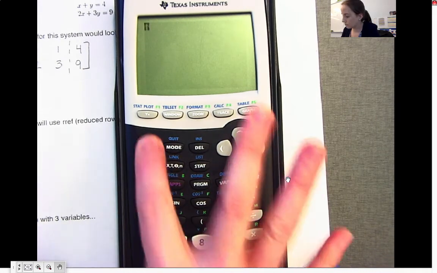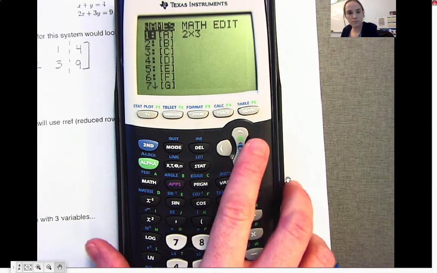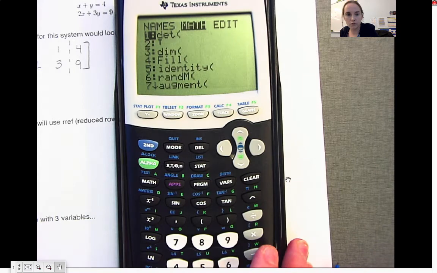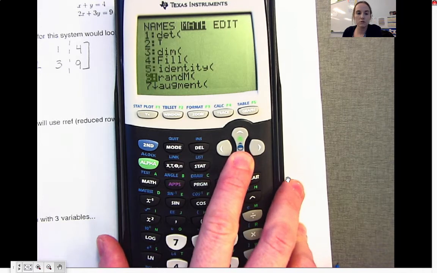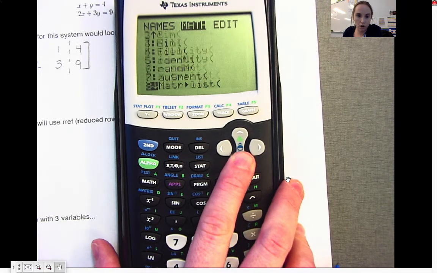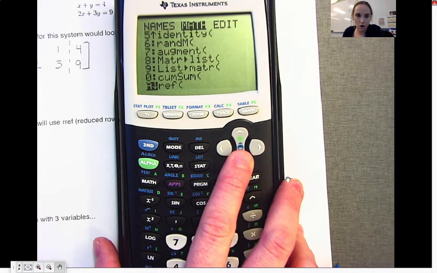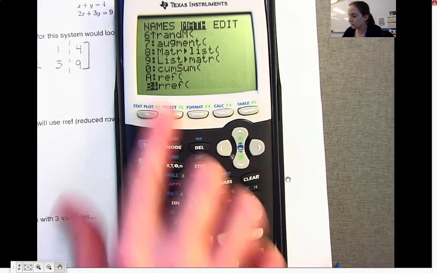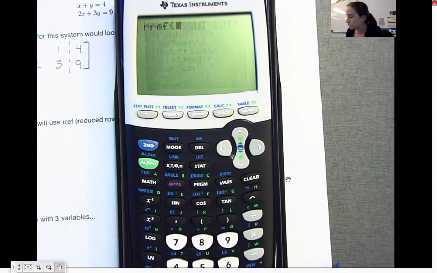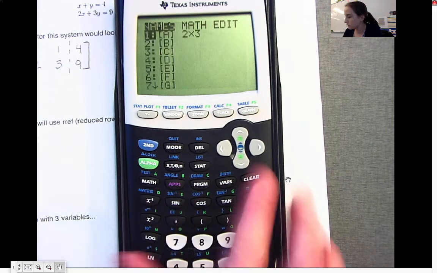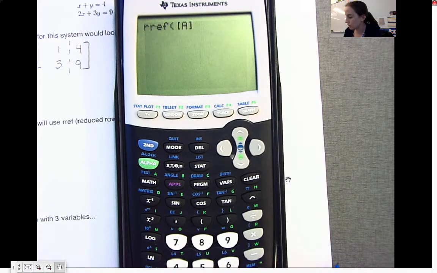Now I go back to the matrix, and I go over to math. In order to solve this, we need to do reduced row echelon form. That's how you solve it. So we go RREF. This is letter B on my calculator, RREF. And then I need to take that RREF of matrix A.